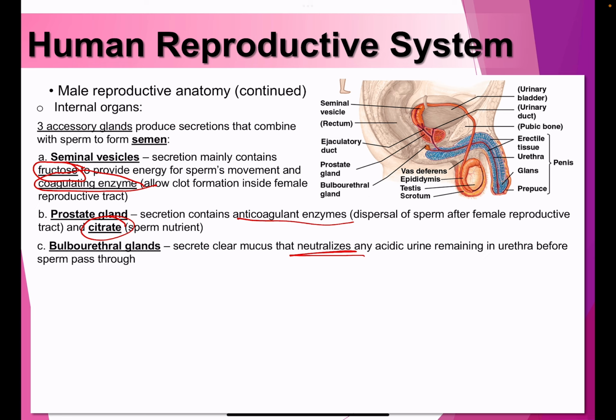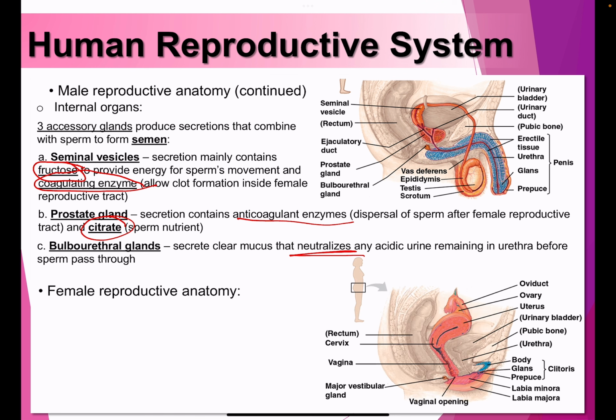So that acidic environment again will kill off some of the sperm. Some of the sperm will also get trapped within the cilia within the female reproductive tract. So a whole bunch of them are gone by the time you get to the female side.